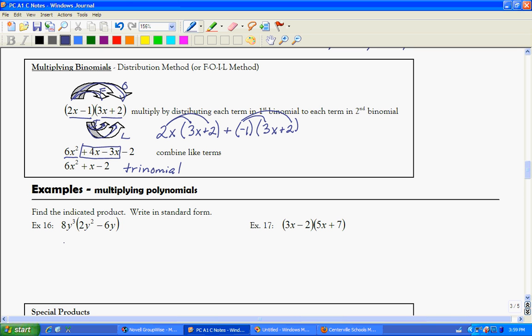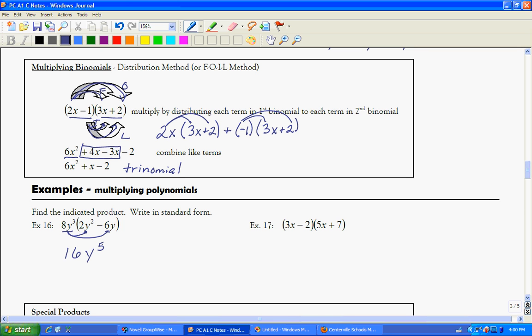It says find the indicated product, write in standard form. Here we just have a simple distribution because we just have one term times a binomial, so we're just going to multiply those and distribute the 8y cubed, and we end up with 16y to the 5th, so we have to remember our exponent rules, y to the 3rd times y squared.